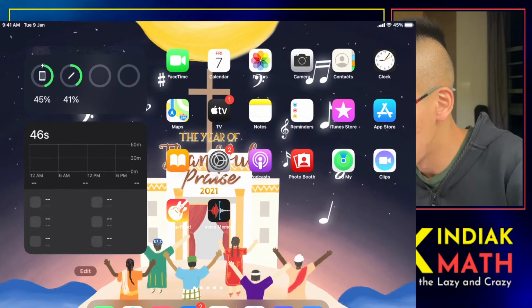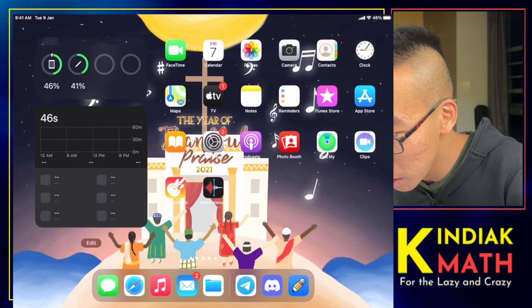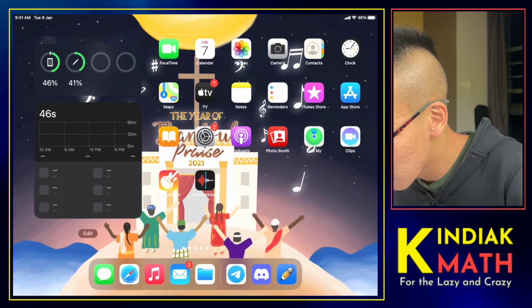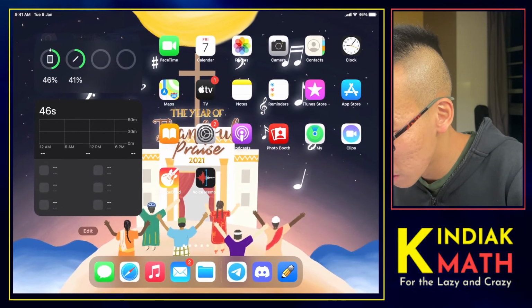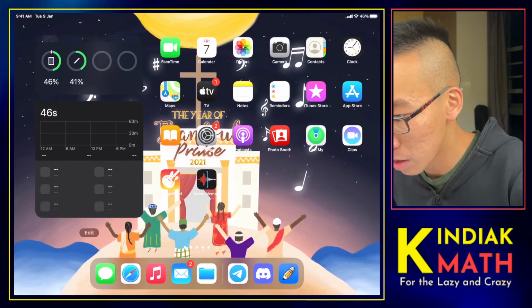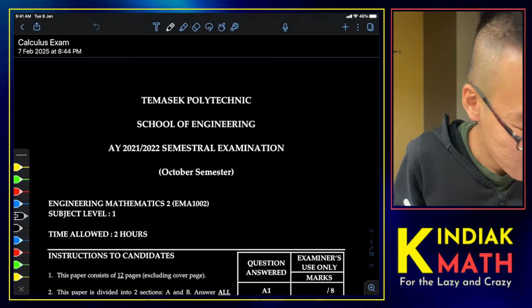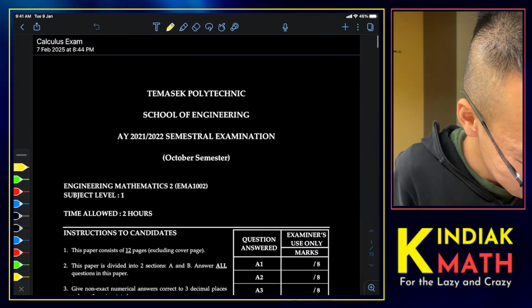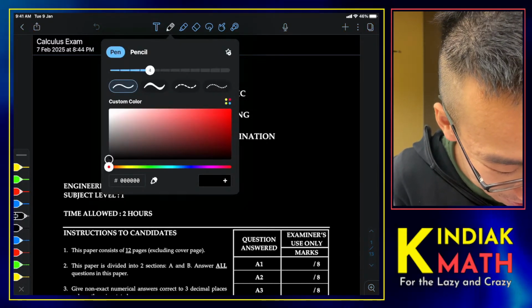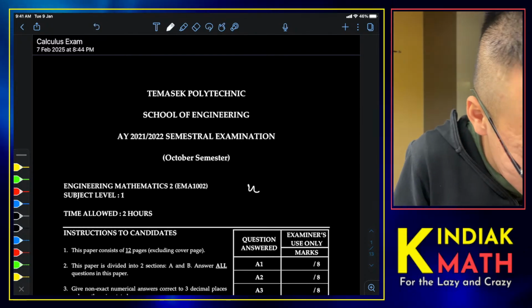Alright, there we go. Okay, let me just clean this up. And we are good to go. Alright, that's awesome. Let me change the pen color to white. Alright. Perfect.